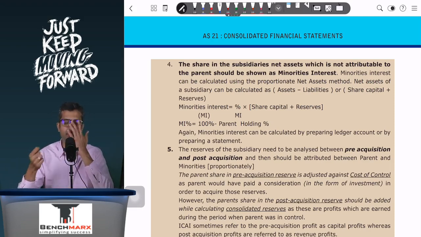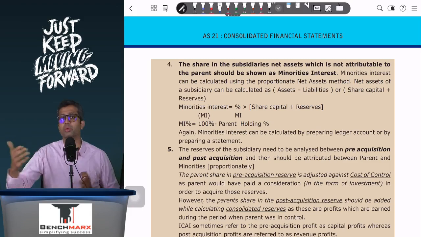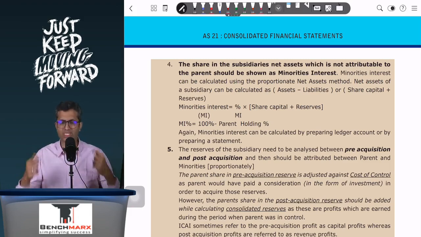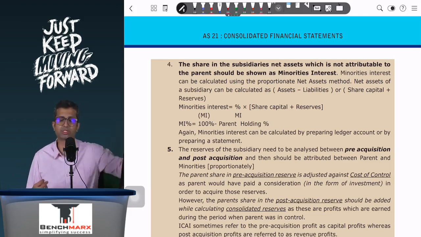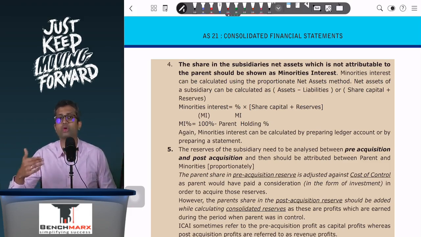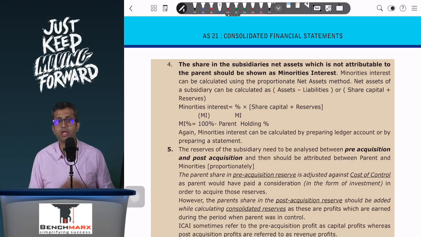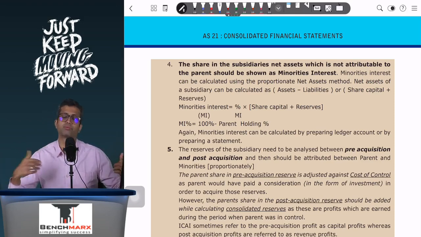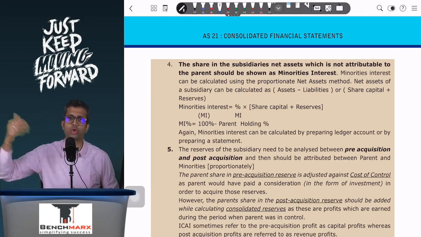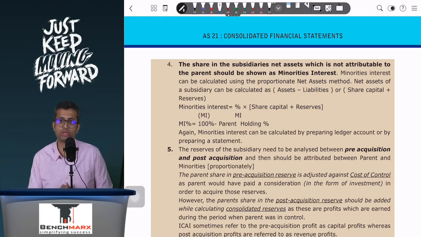But I can say 80% of the profits belong to the parent, 20% of the profits belong to the minorities. So post acquisition, whatever are the profits earned, 80% of them will be attributable to the parent and will be consolidated along with the parent's P&L. These are called post acquisition or revenue profits, because these are profits which are earned under the control of the parent. However, the 20% of the profits will not belong to us, it will belong to the minorities, and hence you will add it to the minorities interest.